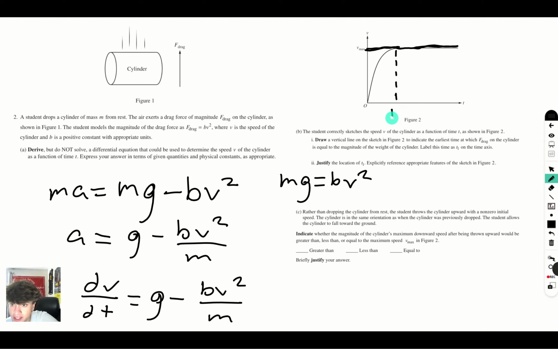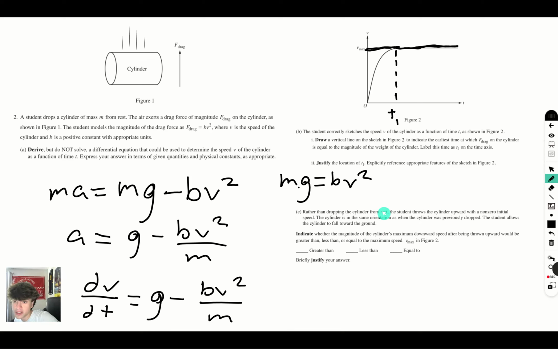And so this here is going to be our t1, and the explanation is just that there is no acceleration when the velocity stops changing, and therefore that's when we know that the drag force is equal to the force of gravity acting on the object. In other words, this means that the object has reached its terminal velocity. Let's move on to part C.